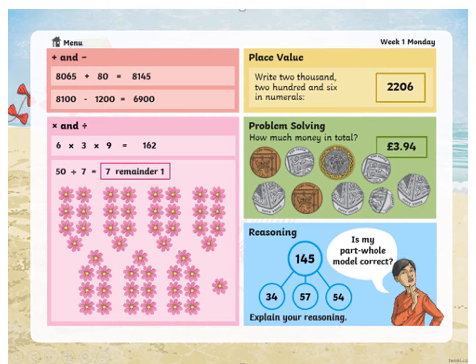So 6 times 3 is 18, times by 9, which you could have then done as a column, equals 162. Right, the next one, a division, 50 divided by 7. You could have used the pictures and put them into groups of 7 equal groups, which would have meant that there was a remainder of 1.